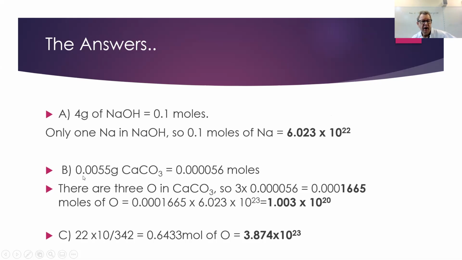In the second one, we have 0.0055 grams of calcium carbonate. CaCO3 has an RMM of 100. So it's this divided by 100, which is that. That 6 has turned up again from lesson 1. There are 3 oxygens. We're asked for the oxygens. There are 3 in each CaCO3, so it's 3 times this number there. And then you multiply that, that's the moles of O's, by the 6.023 times 10 to the 23, which is 1 times 10 to the 20.